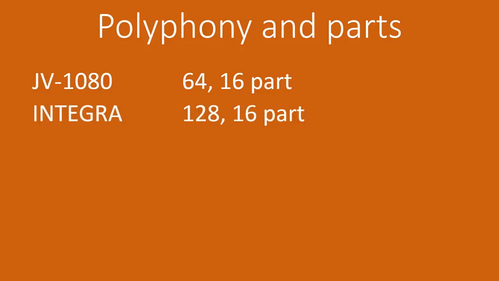Polyphony and parts. So the 1080 had 64 notes at the same time, that's the polyphony, although in real life you got less than that because most of the patches were slightly more complicated and that robbed you of some of the polyphony. You could play 16 parts at the same time, that's the multi-timbre. The Integra has 128, just twice as much, also 16-part multi-timbre. It's a bit of a shame the Integra didn't get the 256 poly of the Jupiter 80.